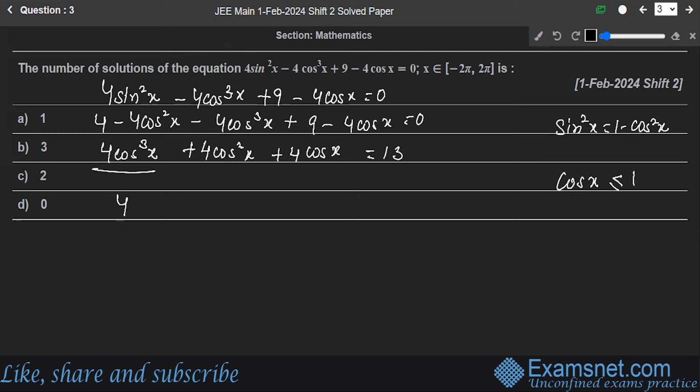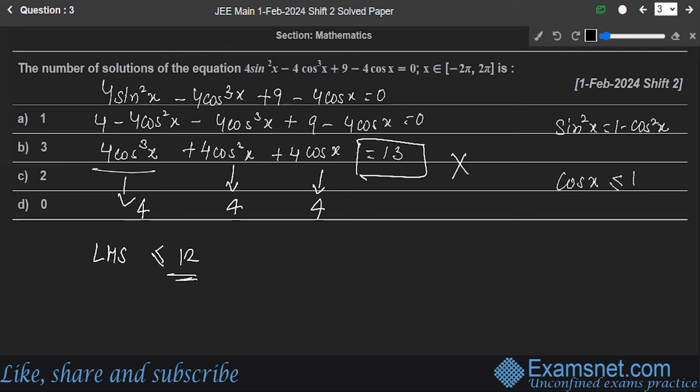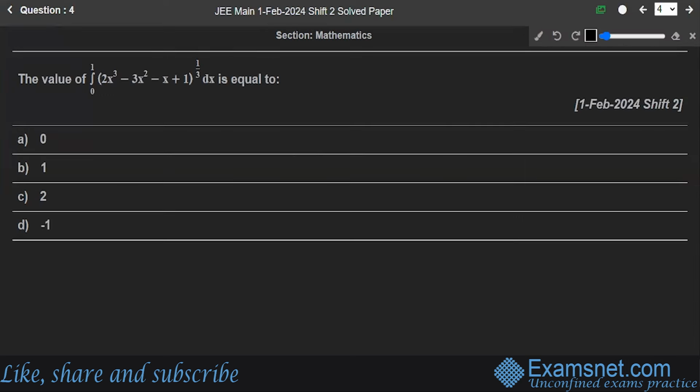That means 4 into this whole expression, the maximum value this expression can have is 4, and these terms can have the maximum value as 4. So your LHS will always be less than or equal to 12, and it can never be equal to 13. So this is not possible. Therefore, it has zero solutions. Right? Option D is the correct answer. Hope you're clear with this. Let's move to the next question.